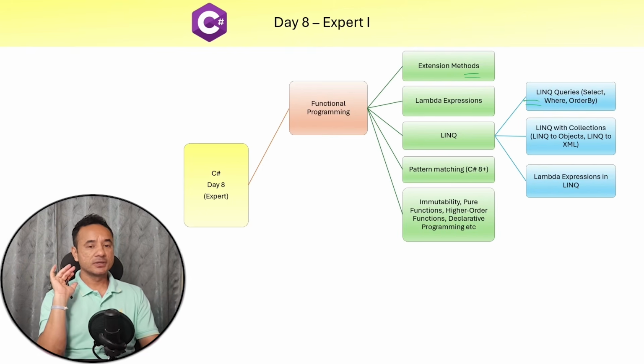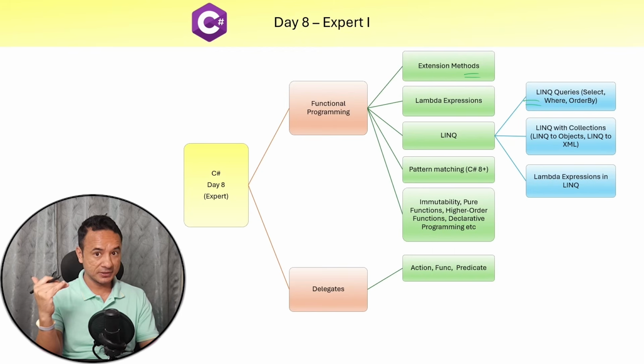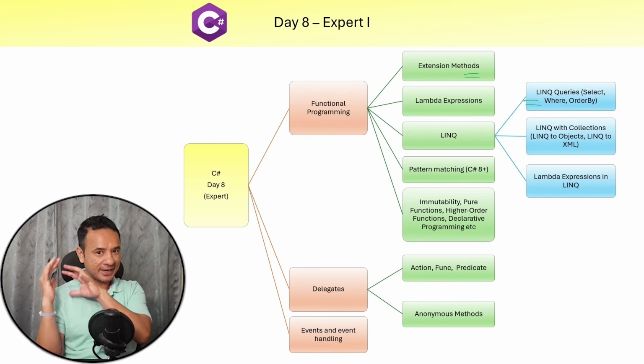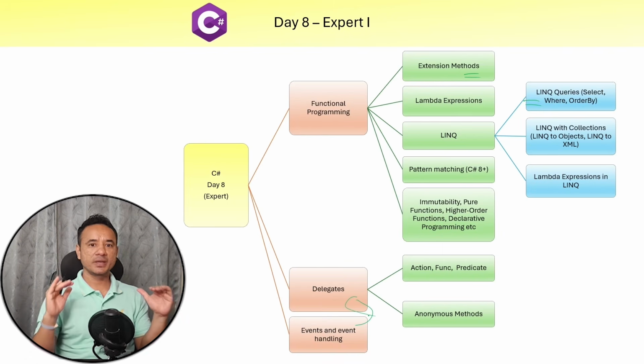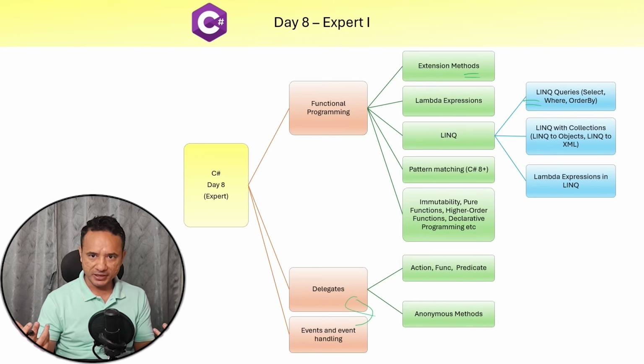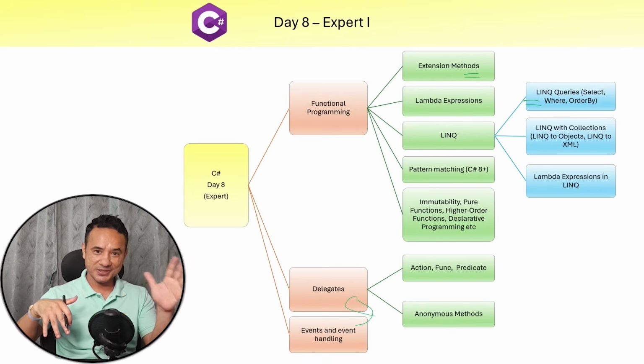Great. So then in day 8 we have delegates. A delegate is like a reference to a method. C Sharp provides built-in delegates like Action, Func, and Predicate. Then you can create an anonymous method, where the method has no name and is defined inline. And finally, we have events and event handling. Events internally use delegates only. For example, a button click is an event, but inside it's a delegate. That's your day 8.